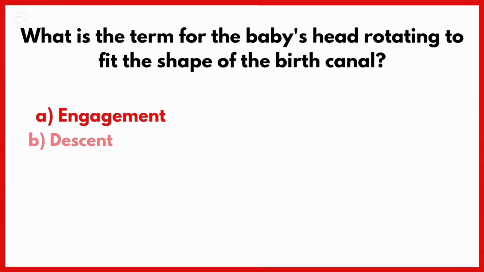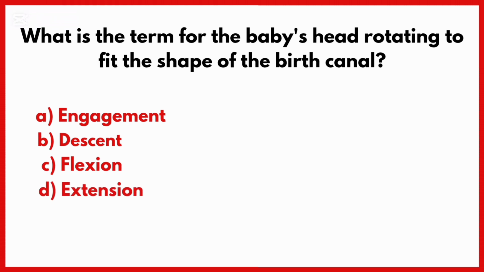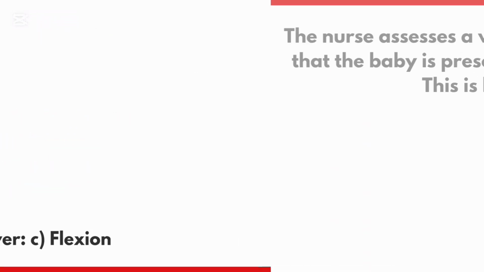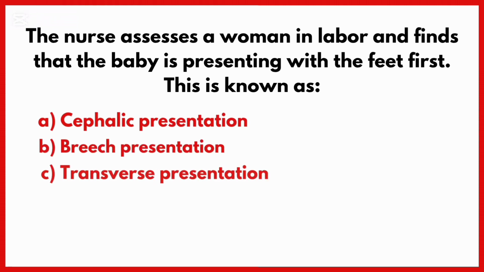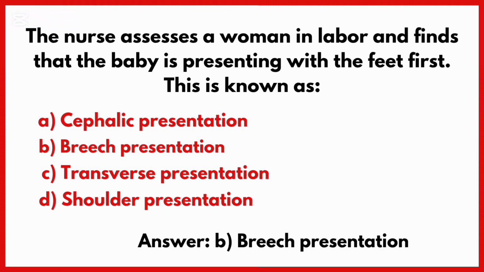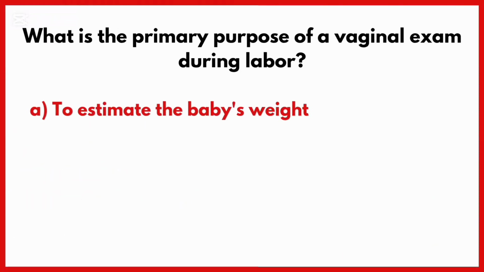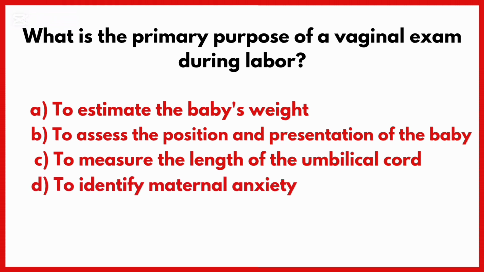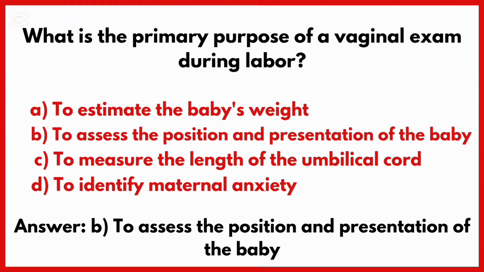What is the term for the baby's head rotating to fit the shape of the birth canal? Correct answer is option C. Flexion. The nurse assesses a woman in labor and finds that the baby is presenting with the feet first. This is known as. Correct answer is option B. Breech presentation. What is the primary purpose of a vaginal exam during labor? Correct answer is option B. To assess the position and presentation of the baby.